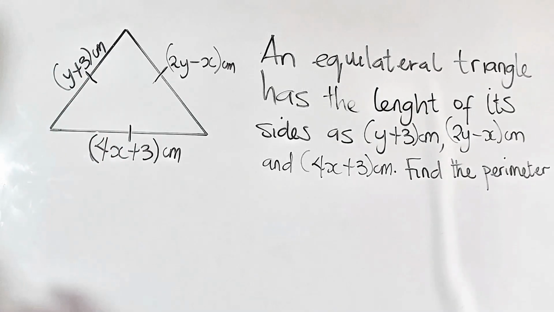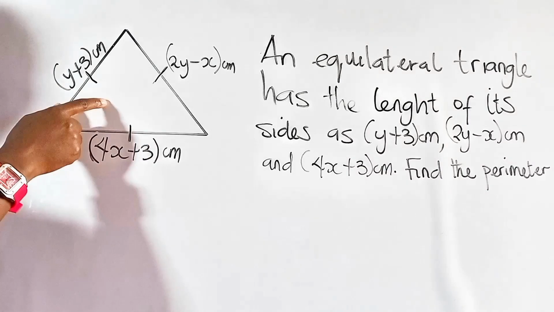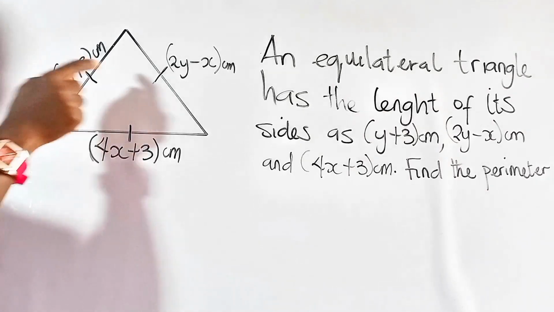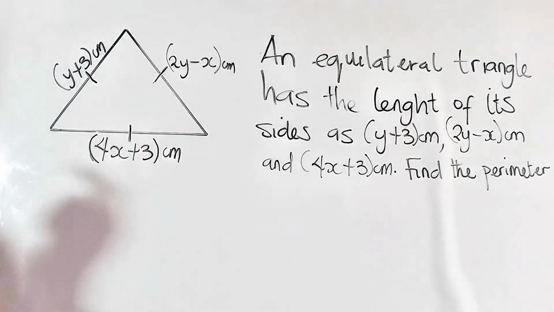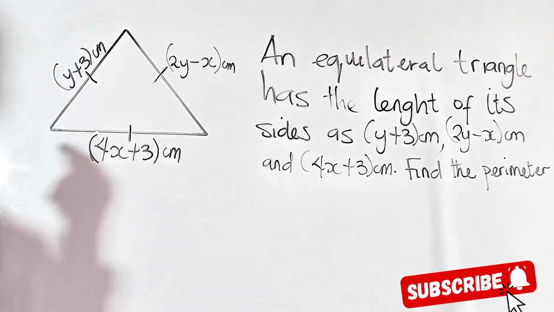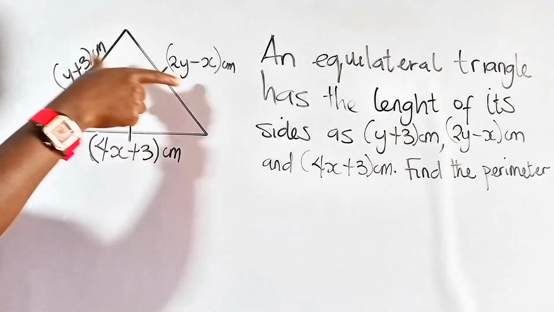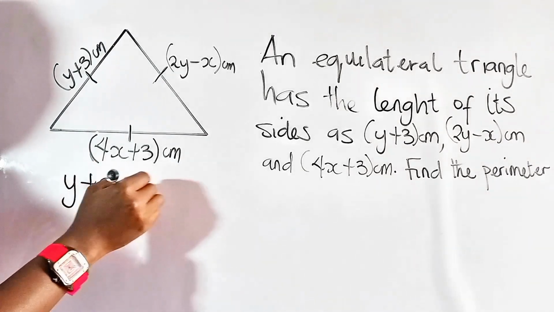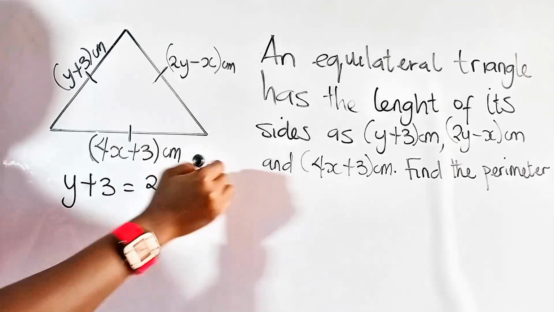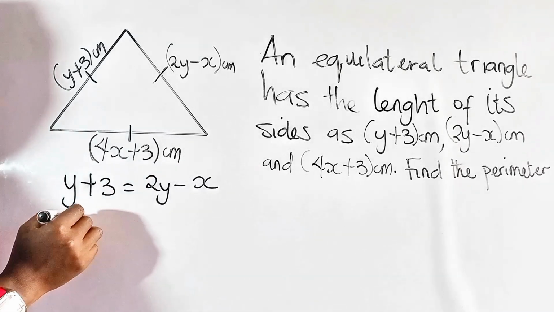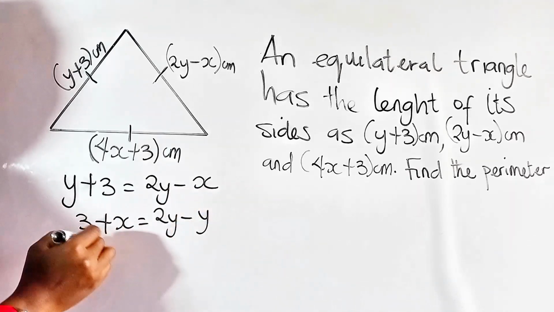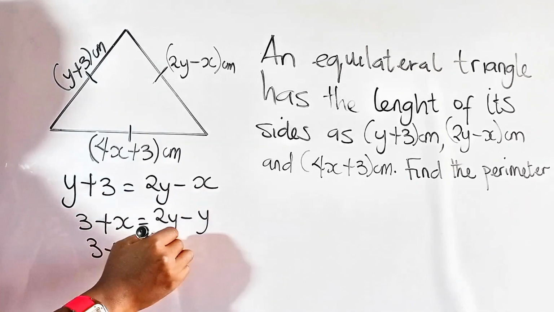This second example here wants us to find the perimeter of this equilateral triangle. Okay, for us to find the perimeter of this triangle, we need to know the variable y and the variable x. Because all the three sides are equal, I'm going to equate one of the sides to the other. So I will equate y plus 3 to 2y minus x. Let's group like terms. We have 3 plus x equals 2y minus y. So 3 plus x equals y.